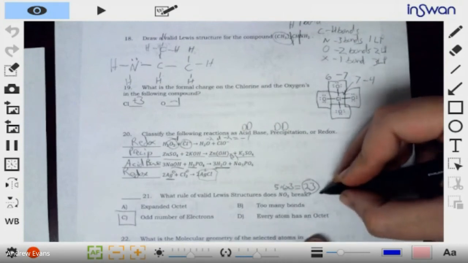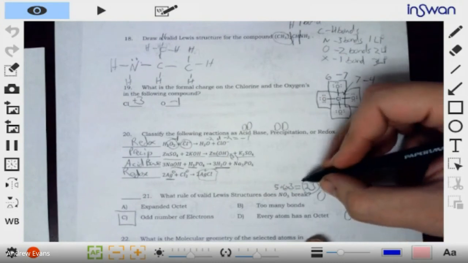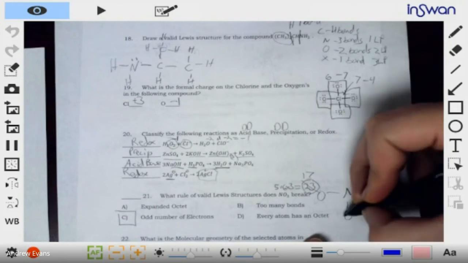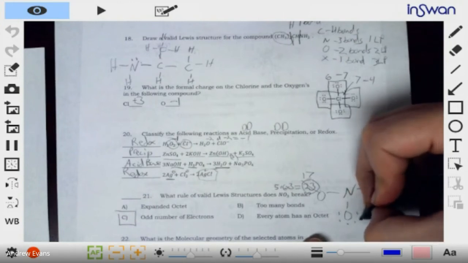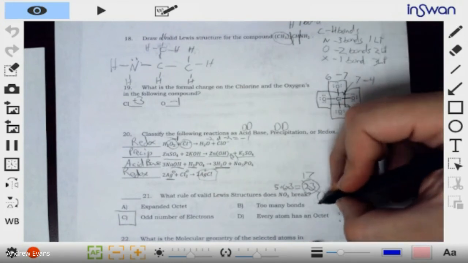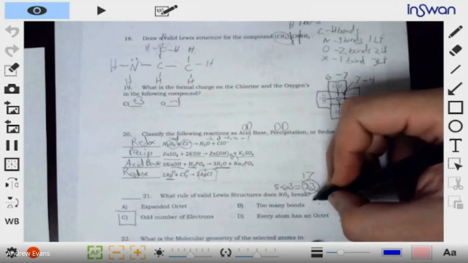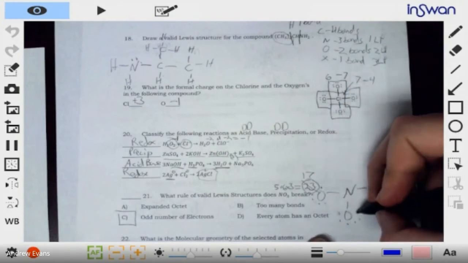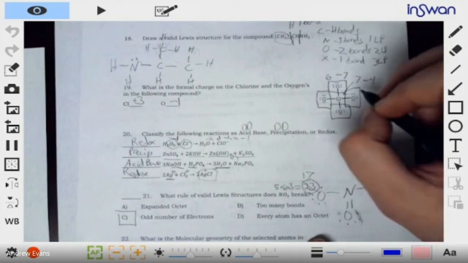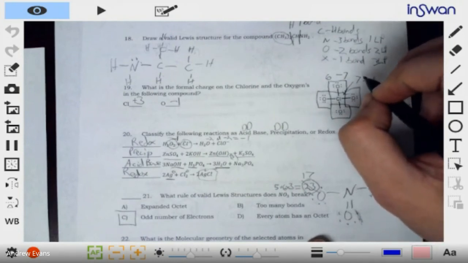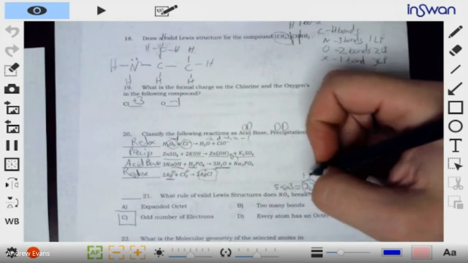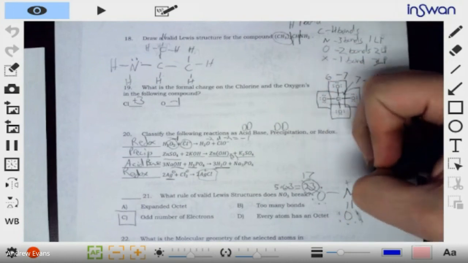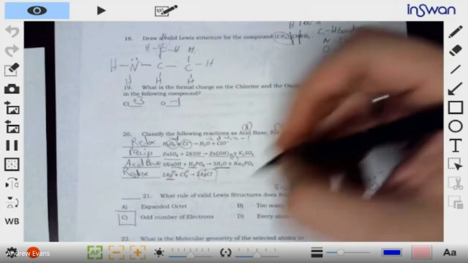23, 1, 2, 3, 4, 5, 6. So I'm down to 17. 2, 4, 6, 8, 10, 12, 14, 16, 17. And to give nitrogen an octet, you would have to put a double bond there. So we have a radical on one of the oxygens. And this guy ends up being +1, and that -1, and we have a radical.